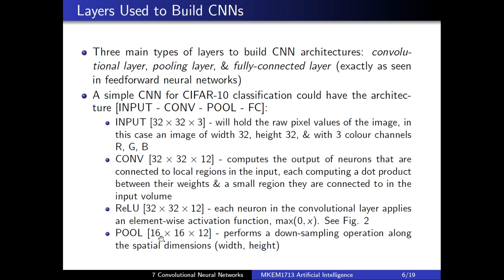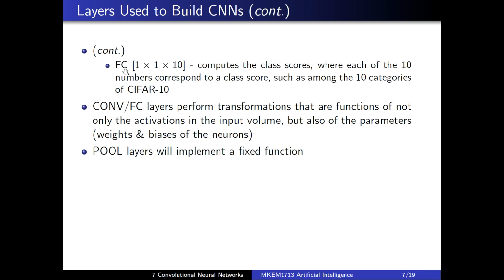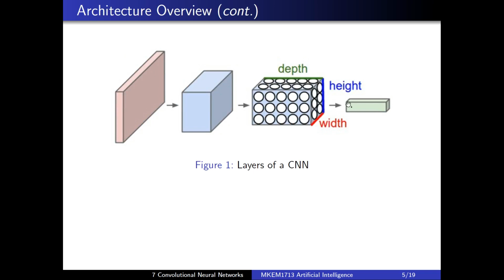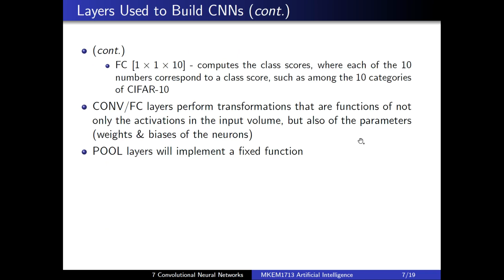Pooling layer. This is an example of the dimension. If you notice, the depth does not change from the convolutional layer. It performs a downsampling operation along the spatial dimensions only, width and height, and the depth remains the same as compared to the previous convolutional layer. And finally, the fully connected layer, 1 by 1 by 10. That is why it is laid out horizontally and not vertically, because the dimensions are 1 by 1 by 10. It computes the class scores, where each of the 10 numbers corresponds to a class score, among the 10 categories of CIFAR-10.